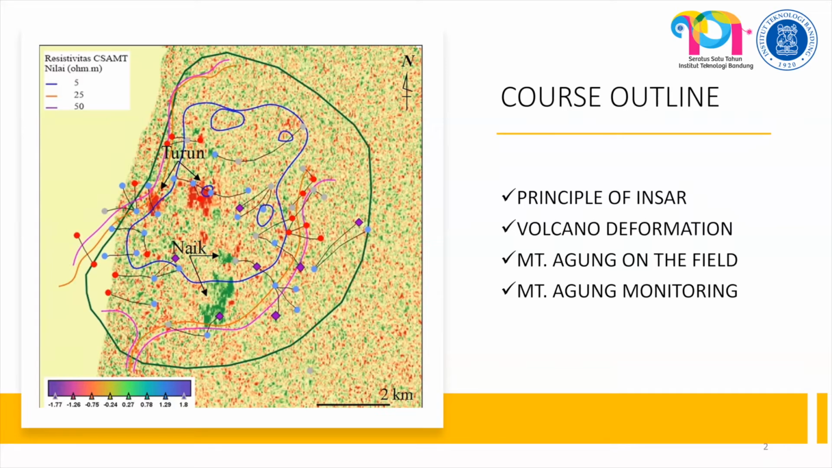InSAR is a relatively new technology applied to the volcano. Usually this technology is used by our colleagues from geodetic to measure millimeter scale of the land subsidence. So this is a very good technology when we apply this to volcano in certain conditions, because not all conditions will give us good information obtained by InSAR.